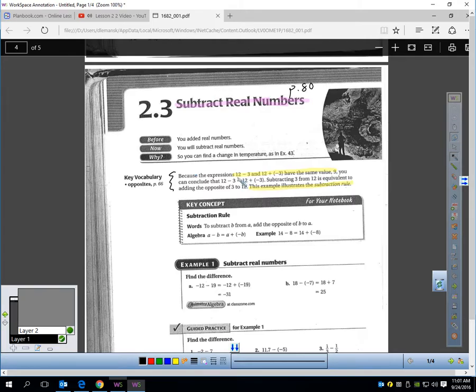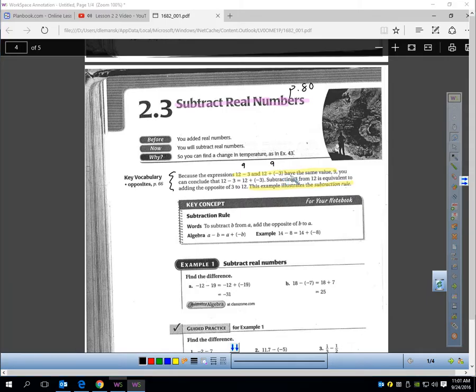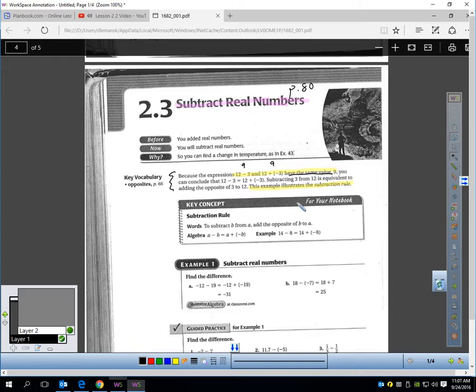Think about the problem 12 minus 3. I'm pretty sure off the top of your head you're getting 9. And now think about 12 plus negative 3. I hope you're getting 9 out of that too. Do you notice they're giving you the same value? So you can conclude that both those processes gave you the same answer. Subtracting 3 from 12 is equivalent to adding the opposite of 3 to 12. This is an example of the subtraction rule.